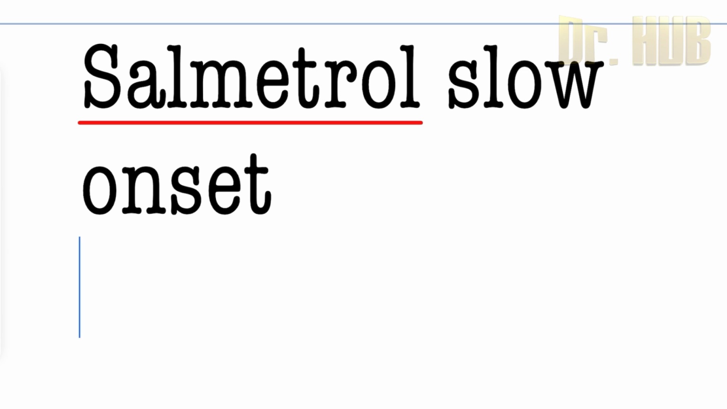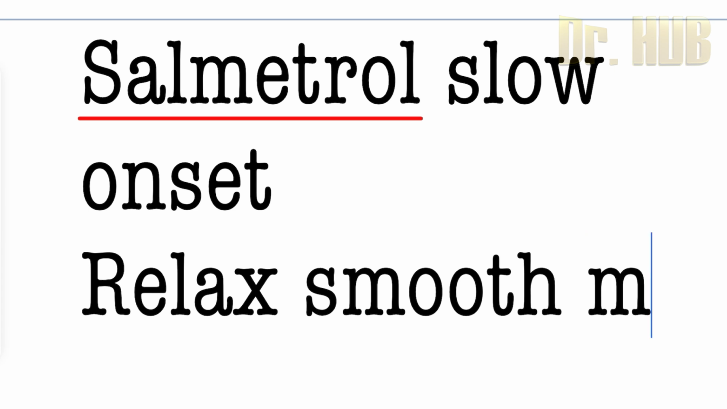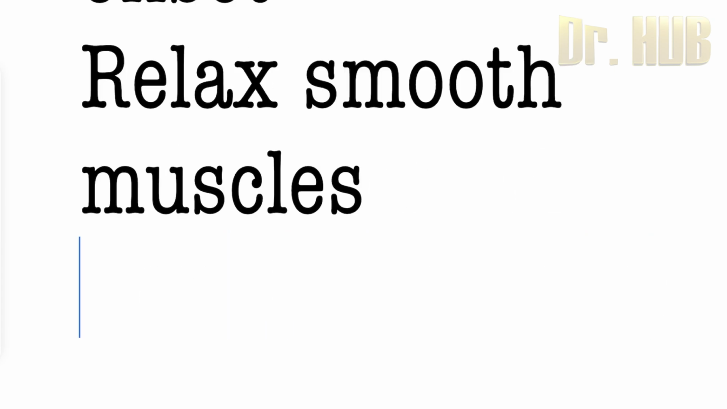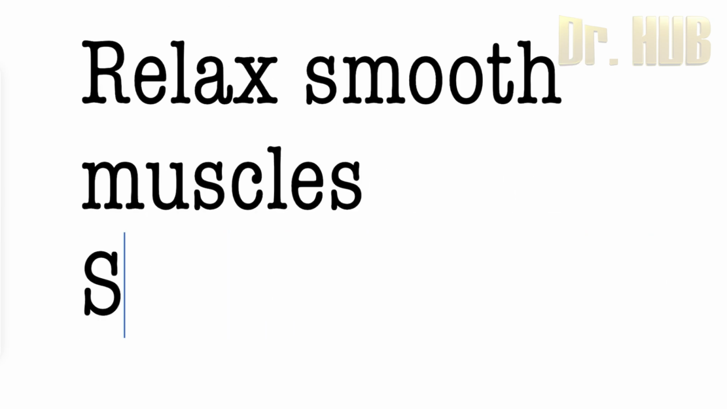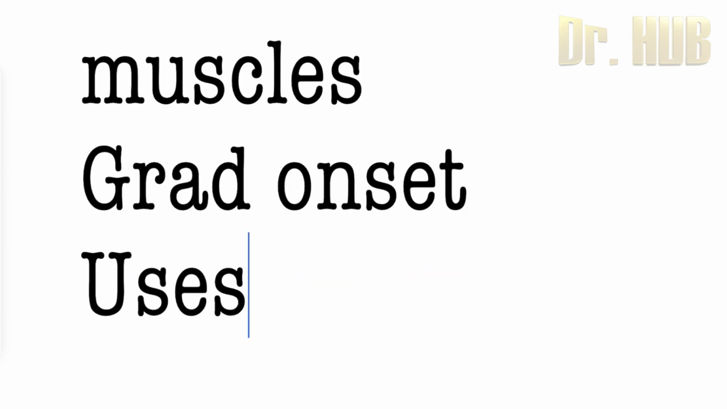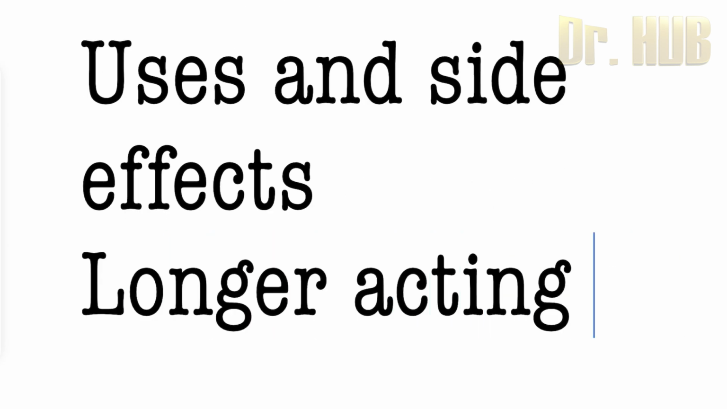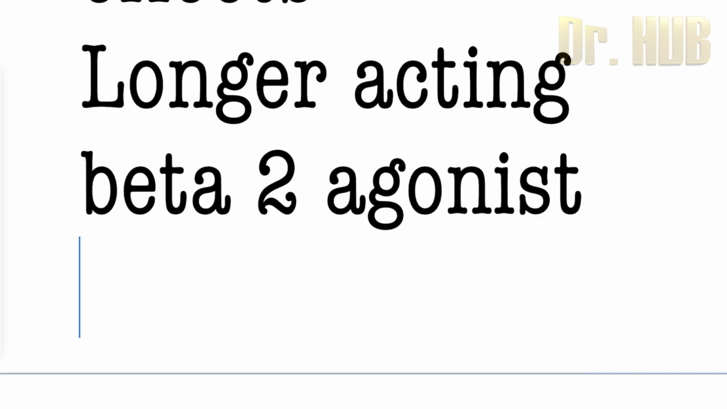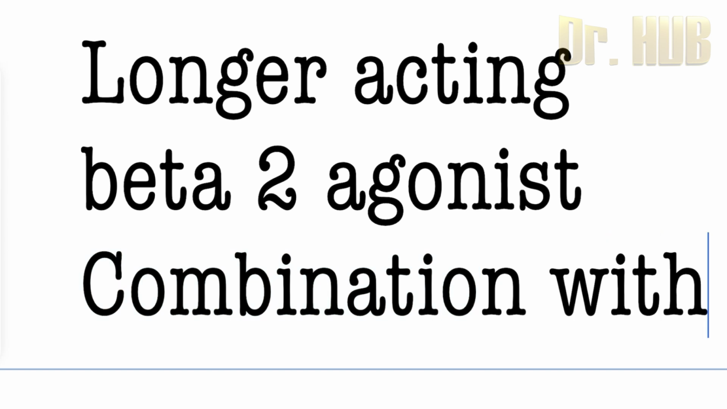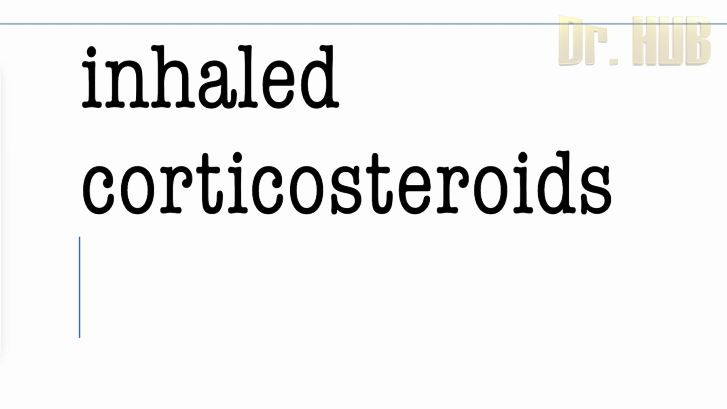These are other bronchodilators that relax the bronchial smooth muscles and have a gradual onset and sustained activity. Now looking at the uses and side effects of the longer-acting beta-2 agonist: these drugs are always used in combination with the inhaled corticosteroids.